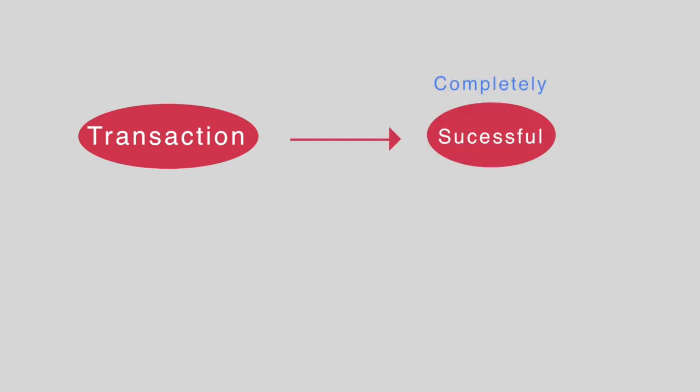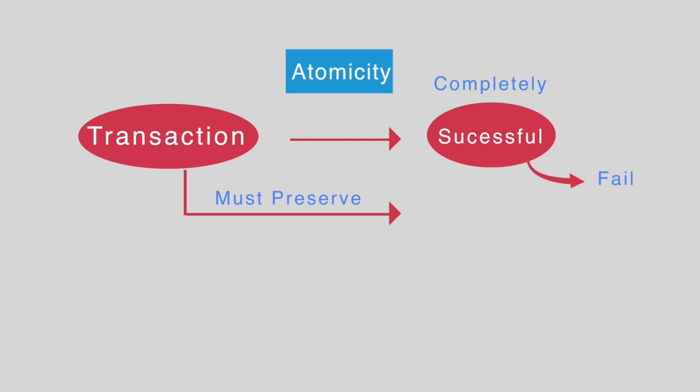The transaction must happen completely successfully or completely fail. This all or none property is called atomicity. It is essential that the execution of a transaction must preserve the consistency of the database. That is, it should preserve the remaining balance after withdrawal. This property is called consistency.